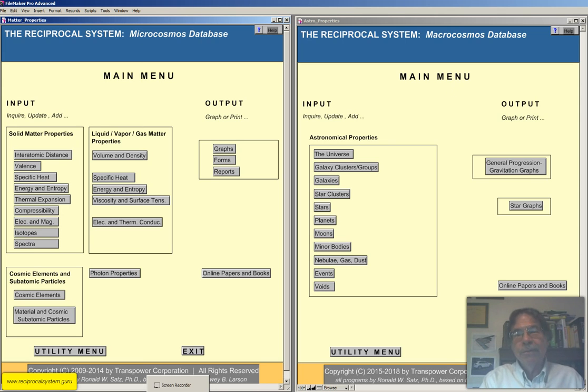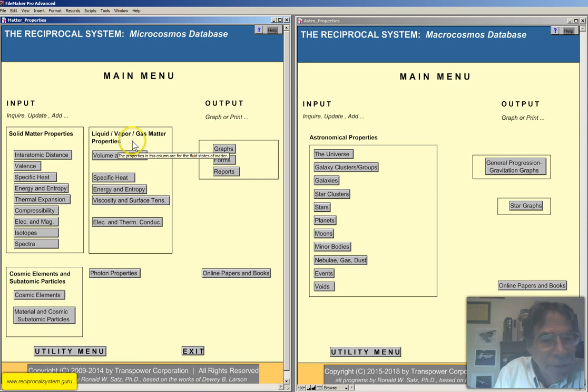Today, as with most of my screencasts, we'll be discussing the reciprocal system, in particular, the reciprocal system Microcosmos database. We're now in this panel on the left side here, liquid, vapor, gas, matter properties. Last week we covered volume and density. Today we're going to cover specific heat. So here we go. Click on that.